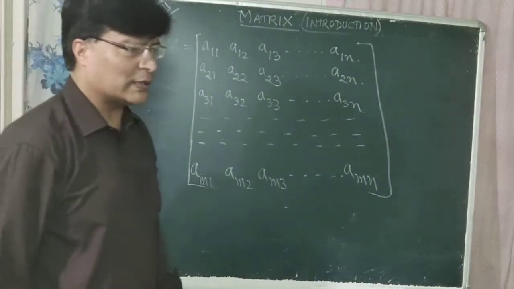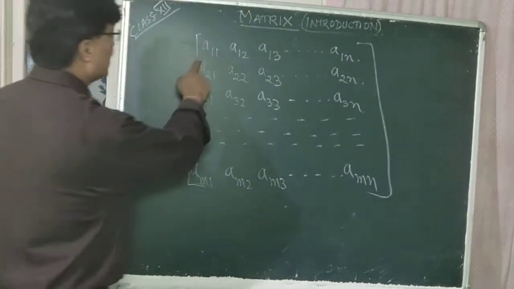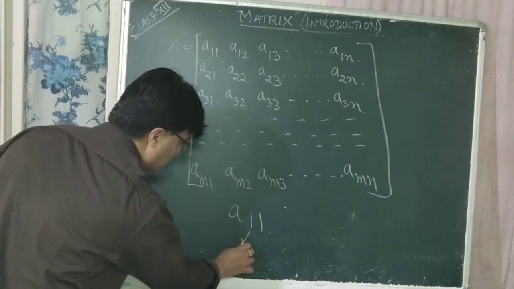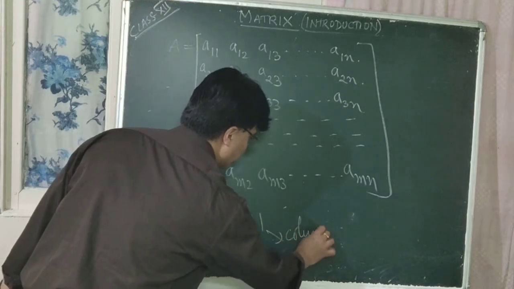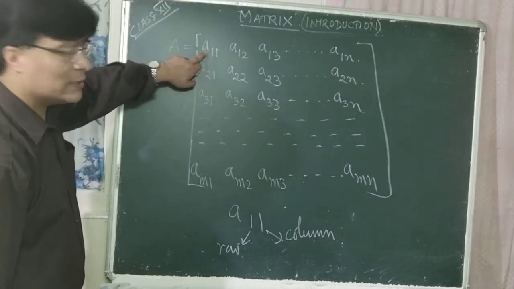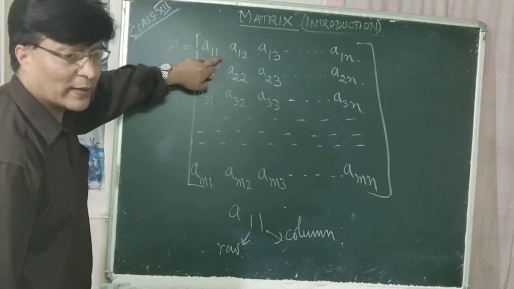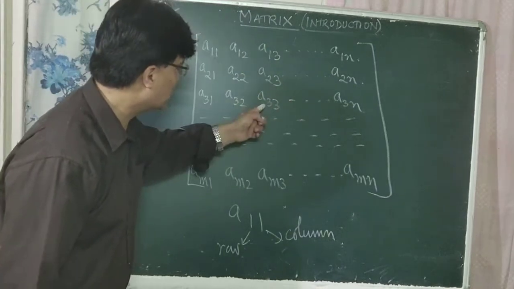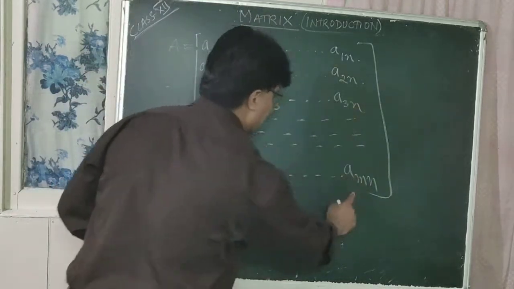So all these A11, A12, A13, etc. are known as the elements of the matrix A. Now in A11, this first number represents the row and this second number represents the column. That means A11 is the element in the first row and first column. What is A33? This is the element in the third row and third column. What is AMN? This is the element in the mth row and nth column.